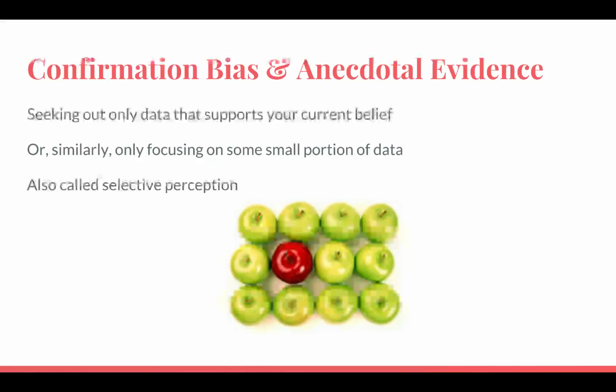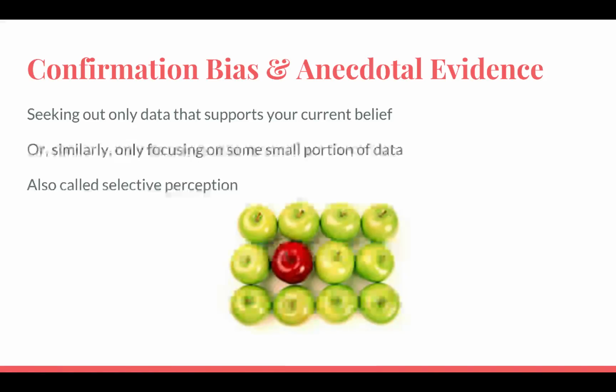First one up is confirmation bias and anecdotal evidence. These two are related. They're technically two separate forms of fallacy, but they're very related and they are often integrated together in a single bad argument. So confirmation bias is seeking out only data that supports your own current belief or focusing on some small portion of data. This is also called selective perception.